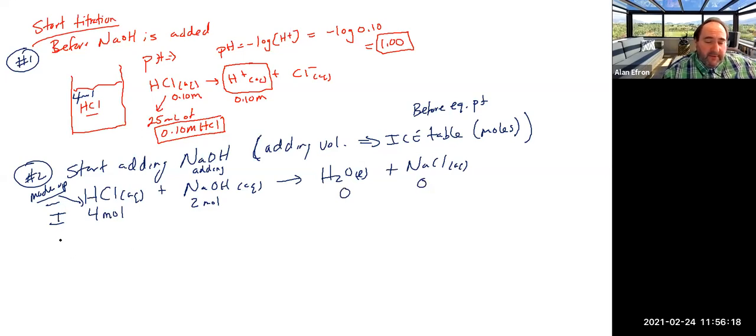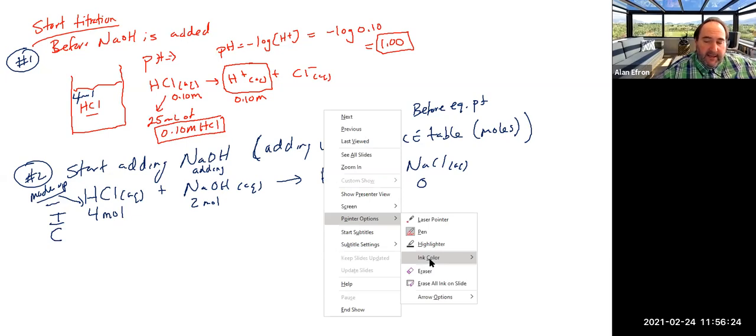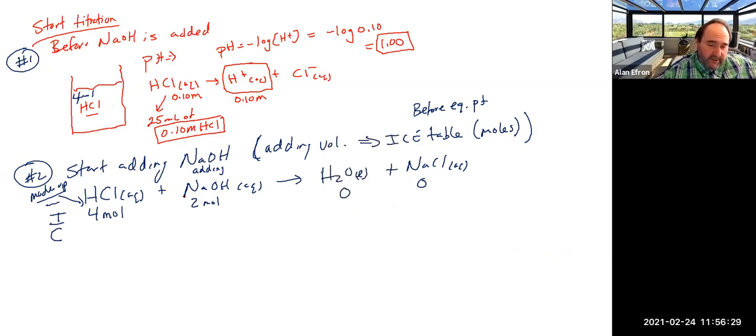Now, what happens with the change part? Because I have not reached the equivalence point, and I have fewer moles of sodium hydroxide than the hydrochloric acid I started with, the sodium hydroxide is the limiting reagent, which means it's going to get used up. So we will use a number here, which in this case would be the moles of the sodium hydroxide.